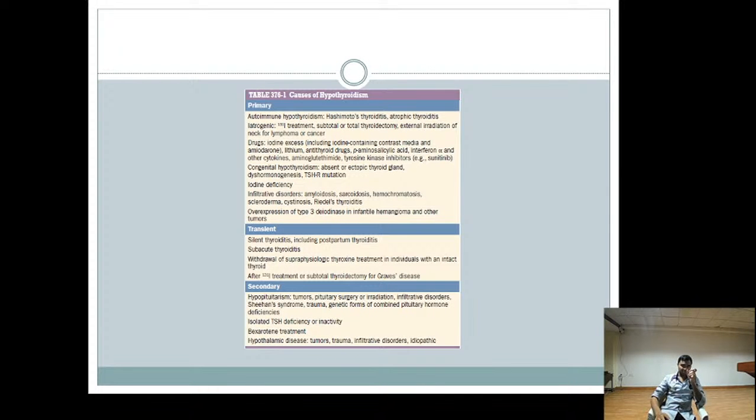Causes of hypothyroidism, it may be a primary defect in the thyroid itself, that is autoimmune hypothyroidism, and transient causes like silent thyroiditis or subacute thyroiditis. Secondary causes include hypopituitarism, that is the defect in the pituitary, or hypothalamic diseases.